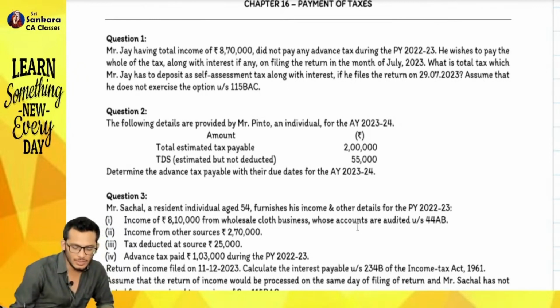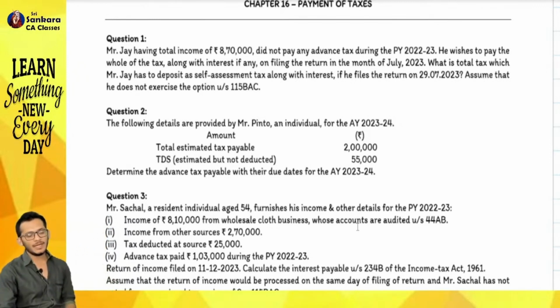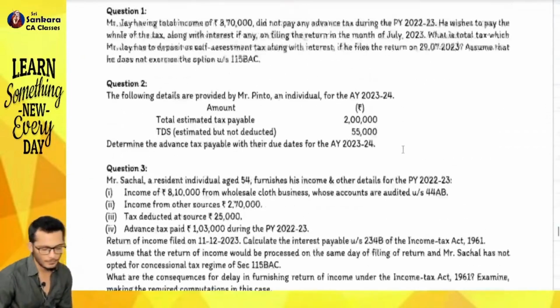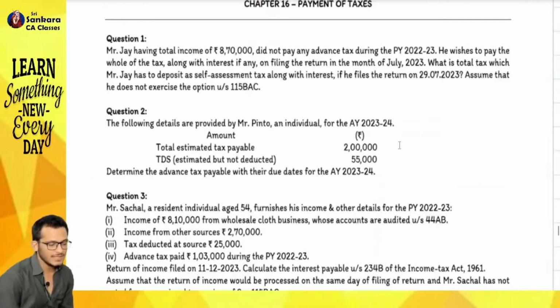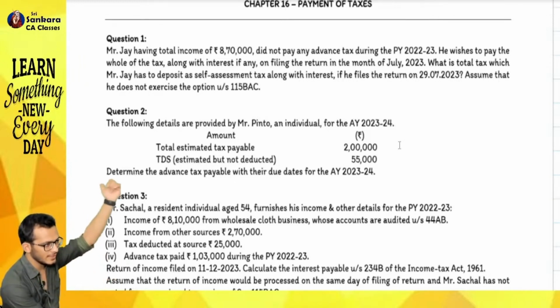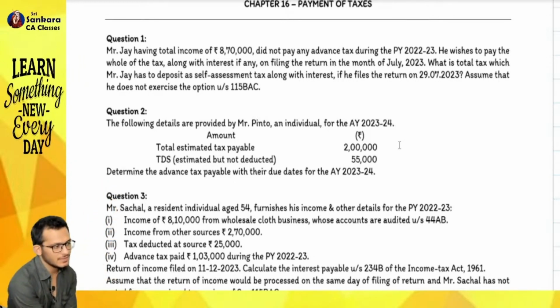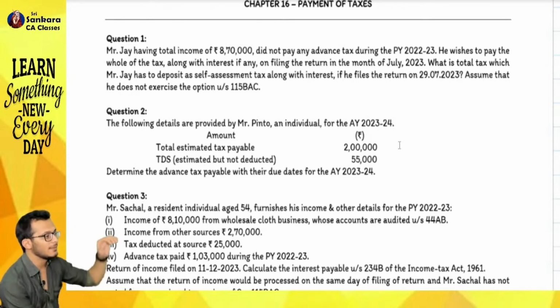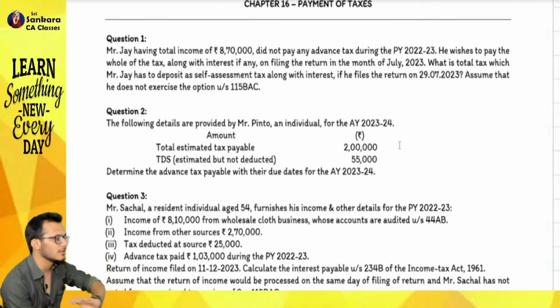Mr. J is having a total income of 8,70,000, has not paid any kind of advance tax during the previous year 22-23. Page number 22. For people who have come from my old batches, it is there in your question bank. He wishes to pay the whole of the tax along with interest, if any, on the filing of return in the month of July. He has neither paid advance tax nor paid self-assessment tax until July.